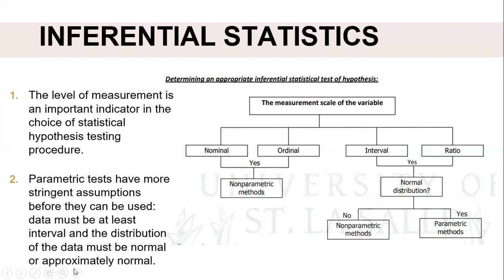Also, parametric tests have more stringent assumptions before they can be used. Data must be at least interval, and the distribution of the data must be normal or approximately normal. In reality, having a perfect normal distribution is most likely impossible. However, it could be approaching normal or approximately normal, but perfectly normal, not that much.